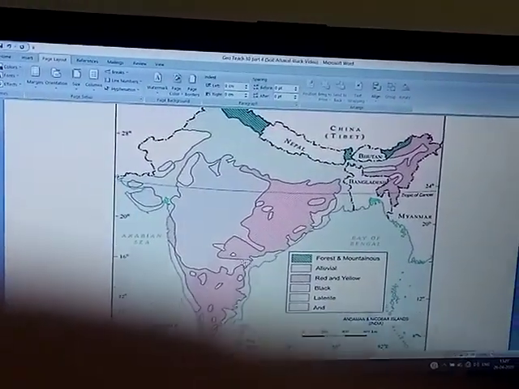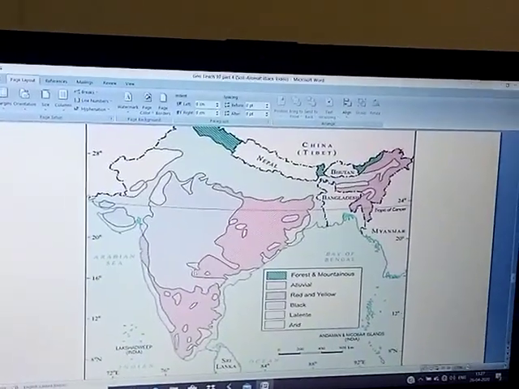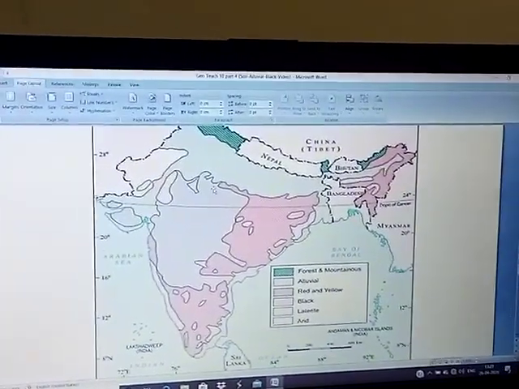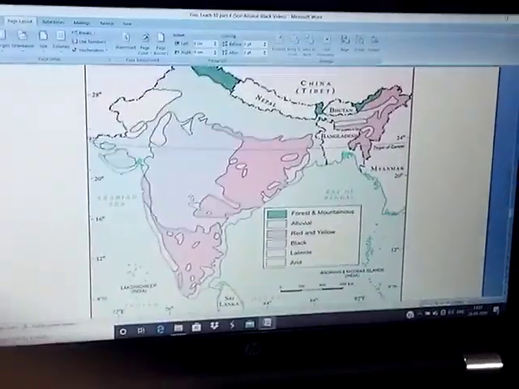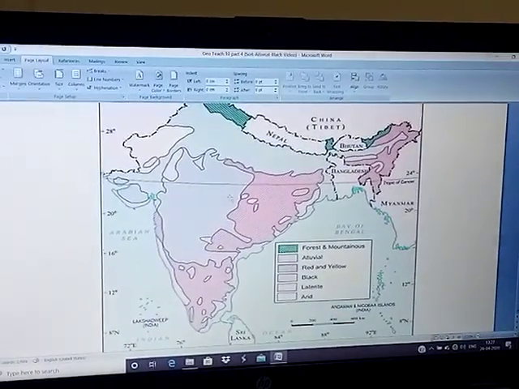Mostly found in the Deccan region, some part of Gujarat, and little bit here and there. But when you will be asked to draw and show the map of the black soil, this is the part that you can show. Maximum of Maharashtra and Madhya Pradesh.